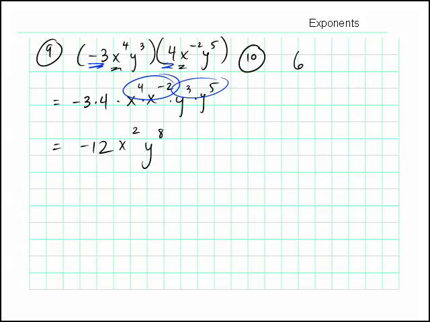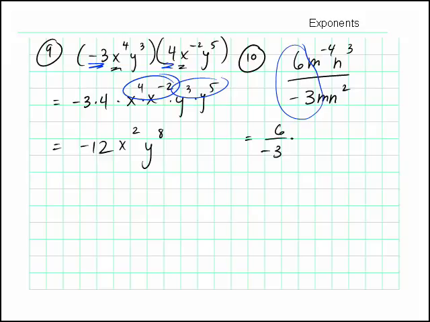Number 10. 6m to the negative 4 n to the 3rd over negative 3m n squared. First of all, I'll take these coefficients here, 6 over negative 3. Let's just split this up here, 6 over negative 3. I have right here m to the negative 4 over an m to the 1st power. And then on the end there, I've got an n cubed over n squared. 6 divided by negative 3 is a negative 2.